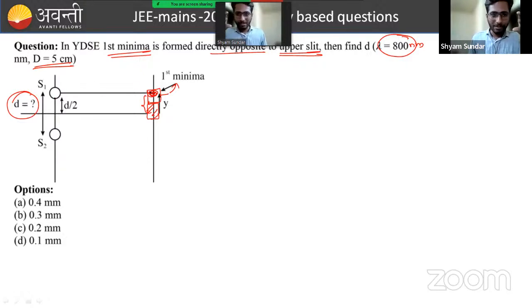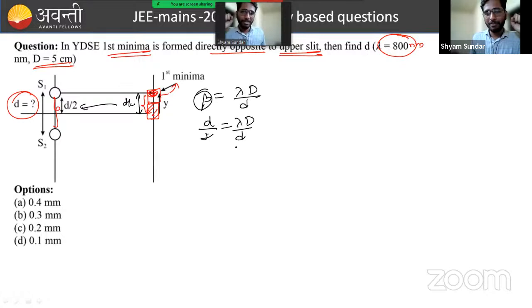Between these two slits, what is the difference? How to calculate this one? It is actually the fringe width, right? The formula for fringe width is beta equals lambda D by small d. This beta is the width of the fringe, and here it is exactly equal to d by 2. They have given that, so write it here: d by 2 equals lambda D by d. Take d to the left hand side, then it becomes d square equals 2 times lambda D.